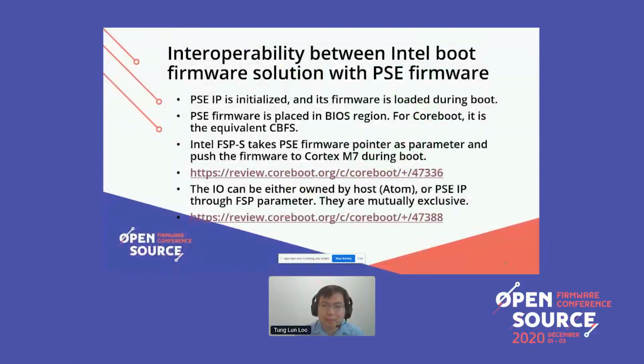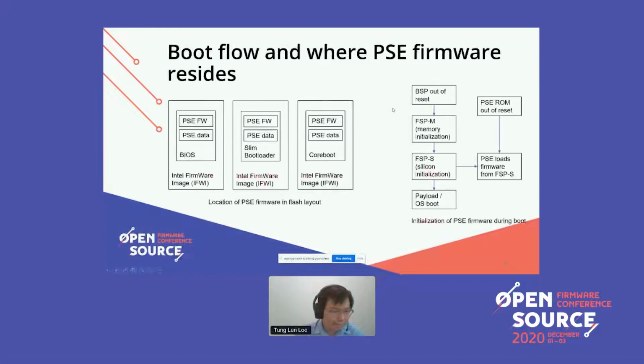Okay. So going next. I've also put together some diagrams just to help you better imagine how the PSE firmware and the data blob are stored. If you look at the left diagram here, these are all the Intel firmware solutions for Alpha Lake. For example, we have BIOS, the Slim Bootloader, and Coreboot. For BIOS in particular, you can see that the PSE firmware is stored as part of the BIOS binary. So is the PSE data. And the same payload could also be stored in the same structure with Slim Bootloader and Coreboot.